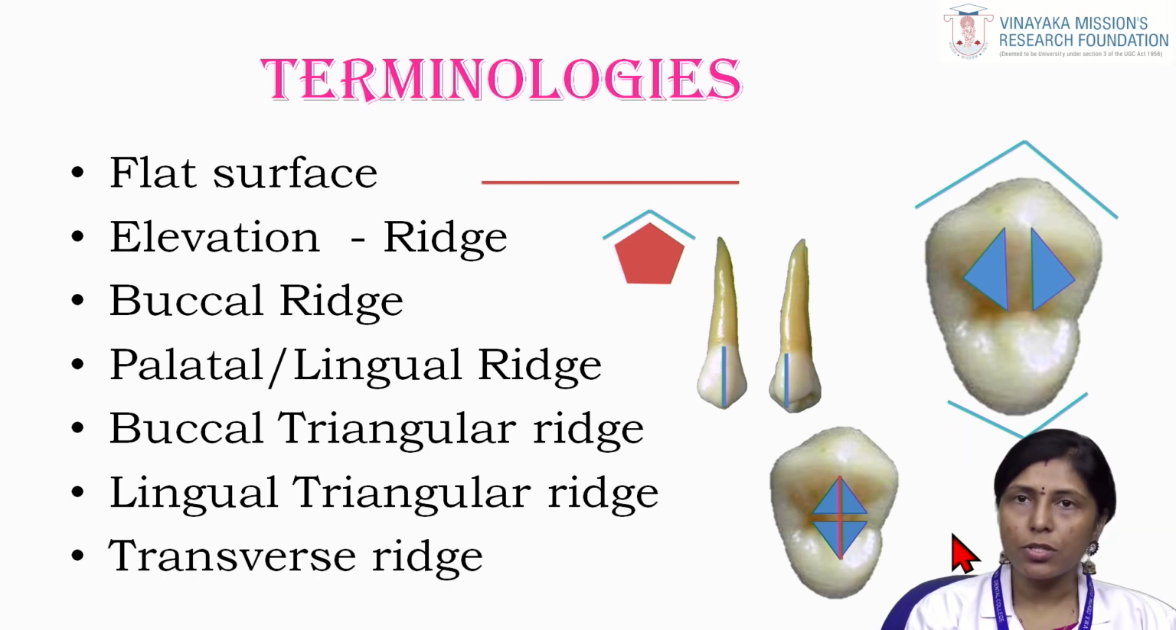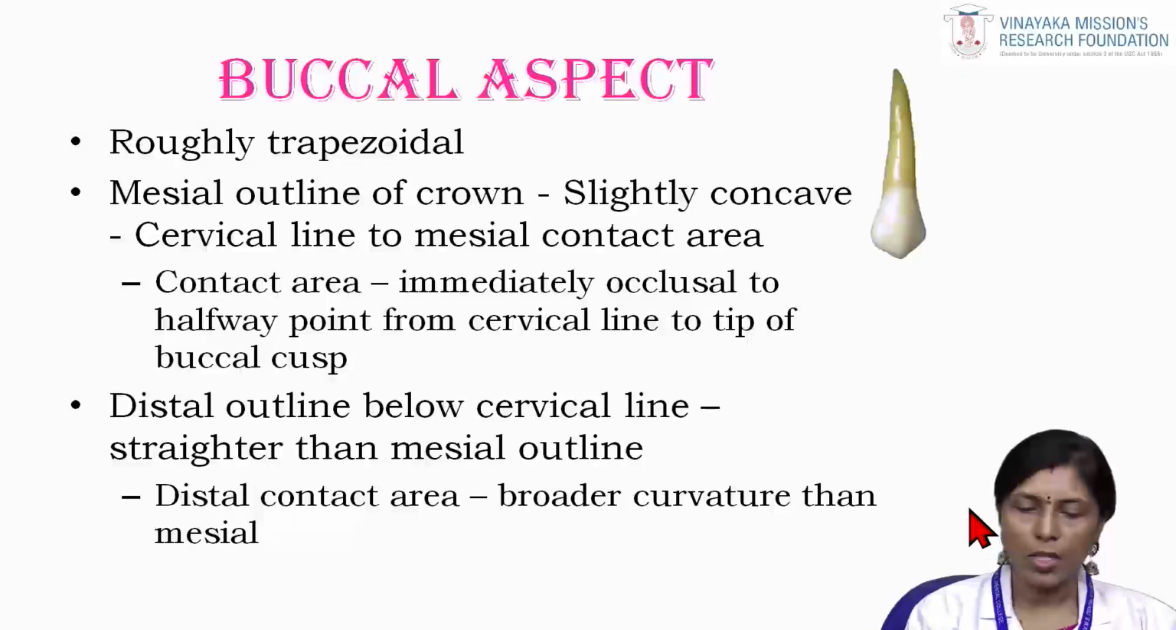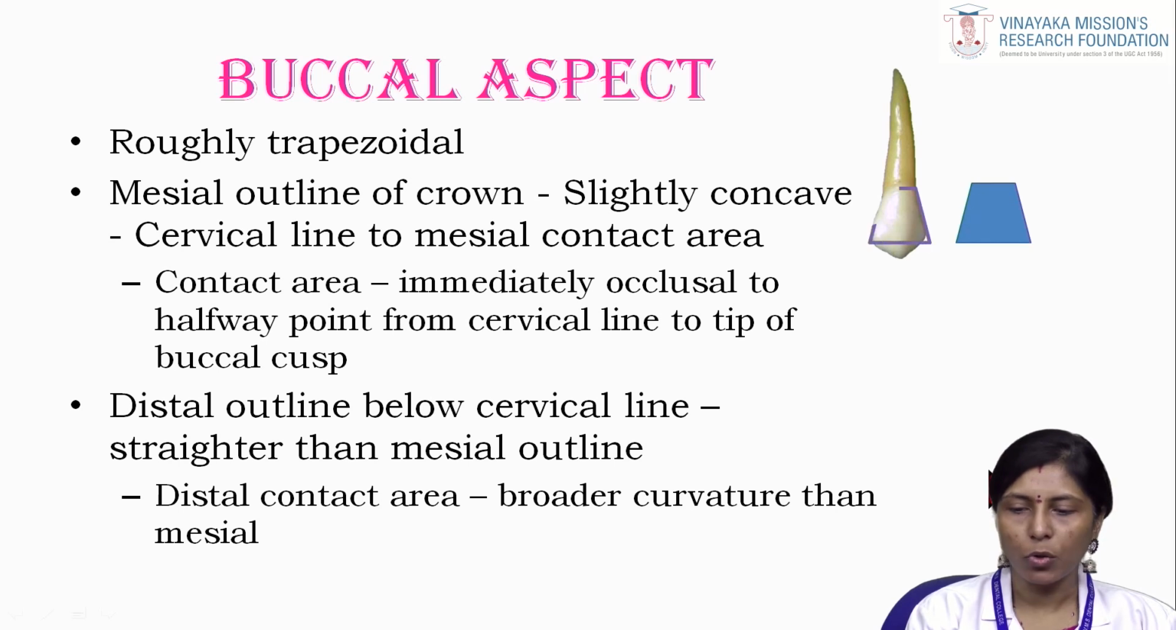When the two ridges cross the midline, meets at the midline, you call it a transverse ridge. When the triangular ridges cross and meet, you call it a transverse ridge. Now coming to different aspects of the maxillary first premolar. In the buccal aspect, the crown of the maxillary first premolar will be roughly trapezoidal in shape. You can see it is roughly trapezoidal.